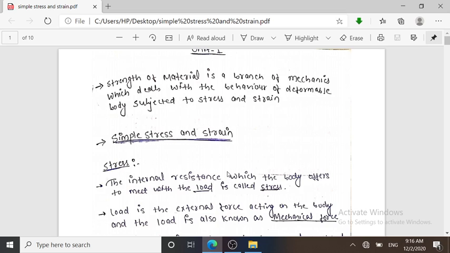The strength of materials is a branch of mechanics in which we especially deal with the behavior of the deformable body under the action of different types of loading. I have already told you what a deformable body is. There is a deformation taking place, or there must be a change in dimensions. That is nothing but the deformable body, the body which deforms under the action of the load.